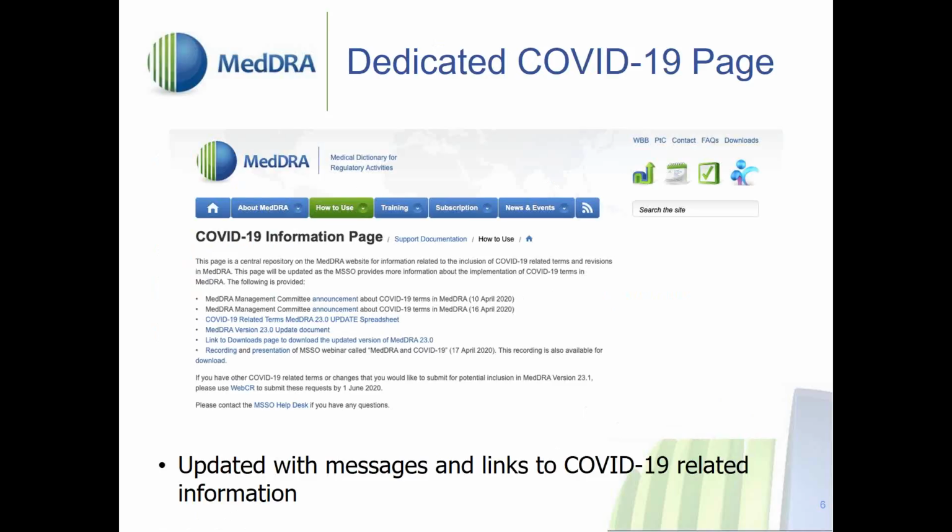And specifically, very helpful to find on this page is a link to the COVID-19 related terms spreadsheet. And we're going to go into that in detail a little bit and show you what exactly is on that website.